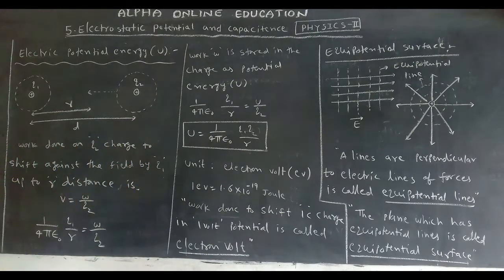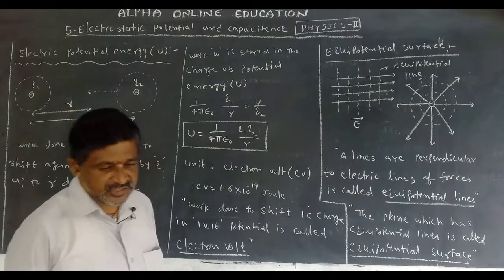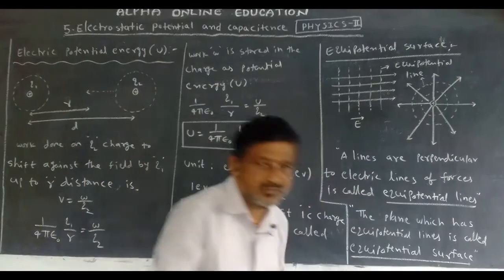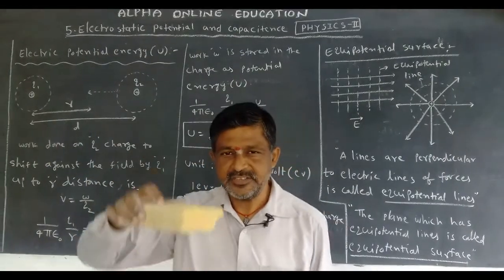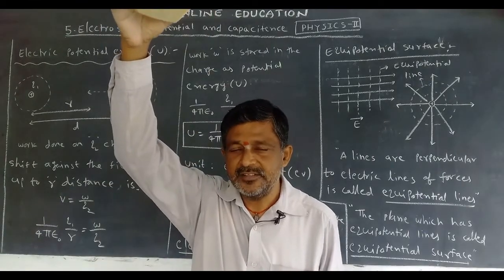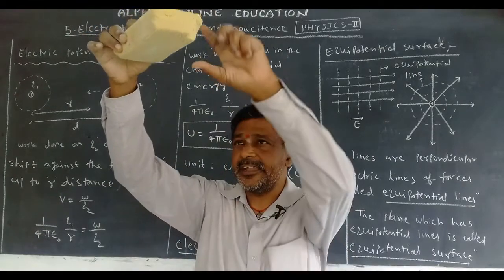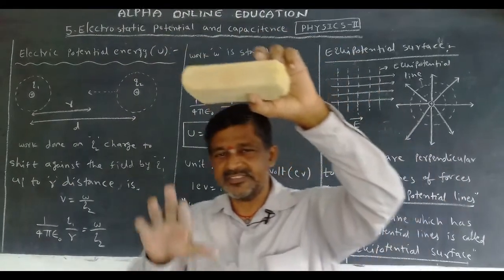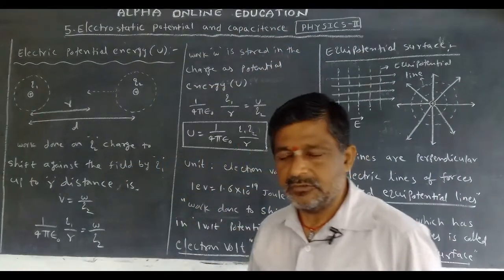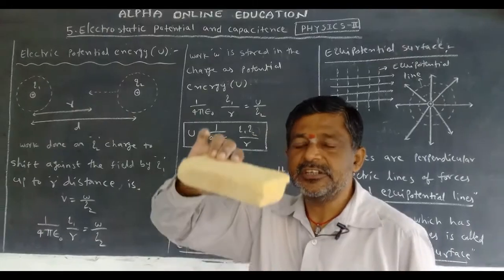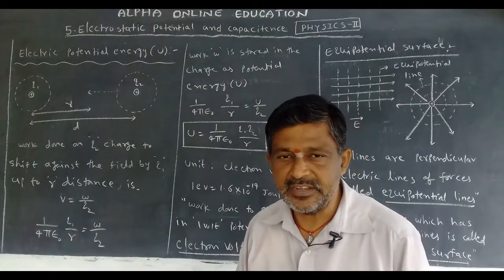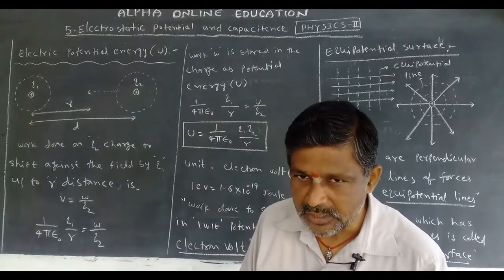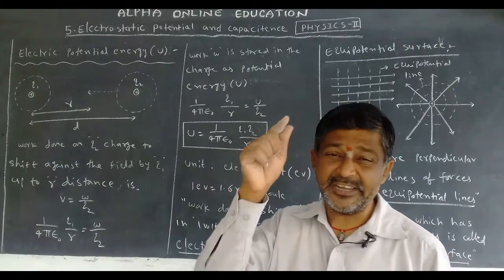Now, electric potential energy. What is the potential energy we studied in first year? Let us take one object. This object is shifted against the field. Some work is done on it. That work is stored in it in the form of potential energy. That we studied in first year: work done to shift a charge against the gravitational field is stored in it, and it is called potential energy.